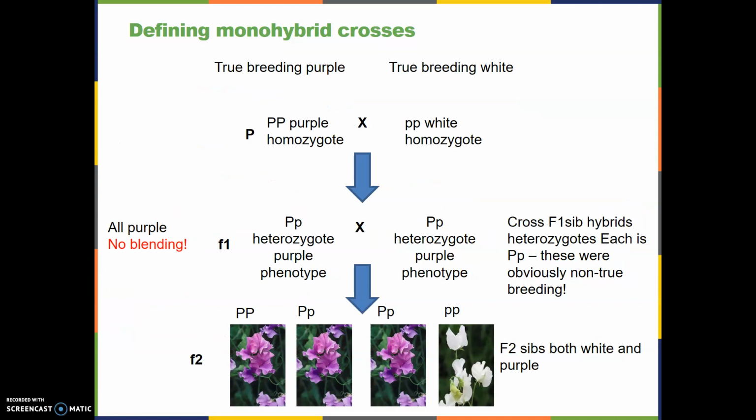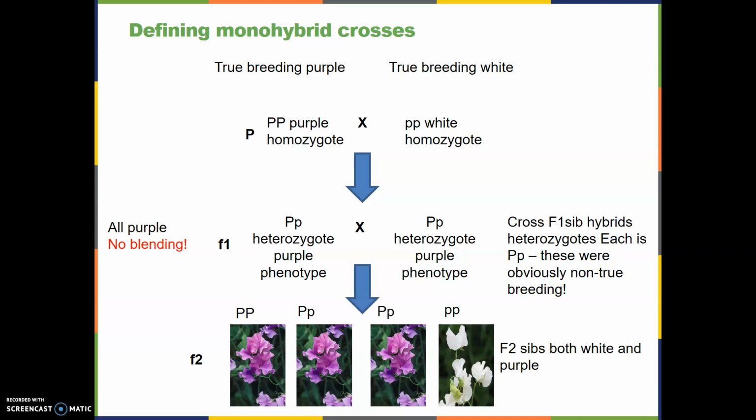Okay, and we will come back, by the way, and talk about wild type and mutant alleles, but not so much with Gregor Mendel's crosses. So now we're going to look at Gregor Mendel's crosses using the alleles big P and little p.